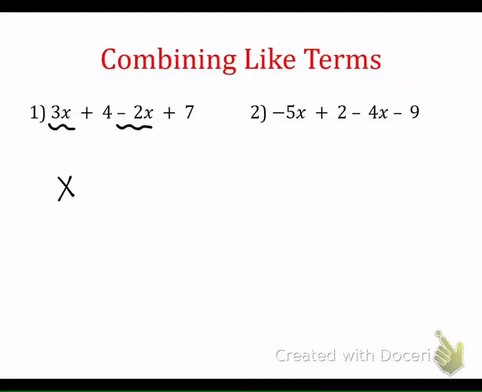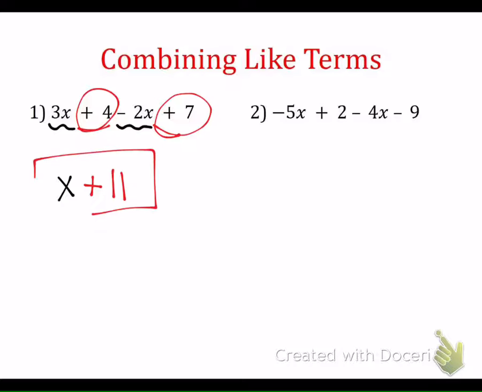Any other like terms? Yes. 4 and 7. Good. And 4 and 7, both positive, gives us 11. Plus 11. Good. All right, raise your hand if you have questions on number 1. Number 2. Yes. -5x and -4x. Very good.